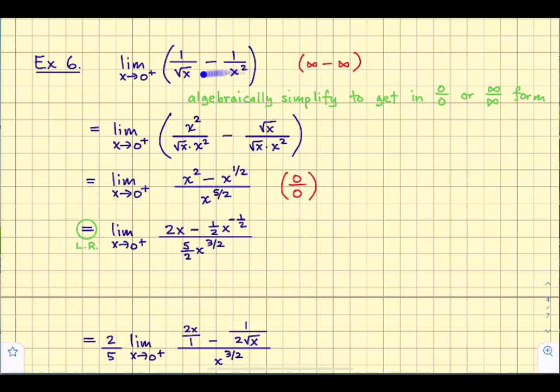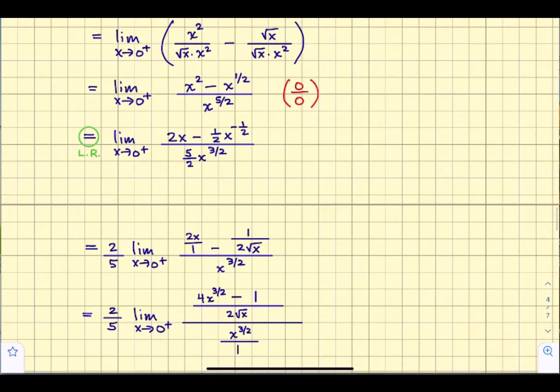So that's what I did. I got a common denominator. This is a 0 over 0 form. I can apply L'Hopital's rule. Just do the derivative of the top, do the derivative of the bottom. I need to do a little bit more algebraic gymnastics to get this to resolve. So here, for example, the 5/2 in the denominator, I'll pull out as a 2/5. I'll rewrite this as a 2x over 1, and this is a 1 over 2 square root of x.